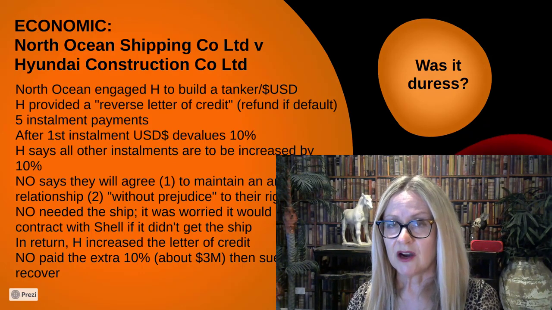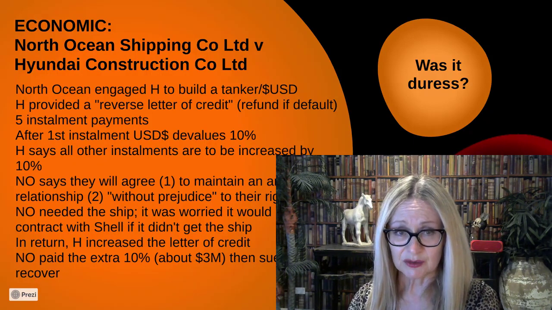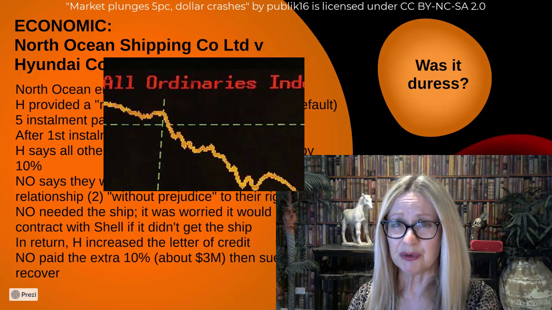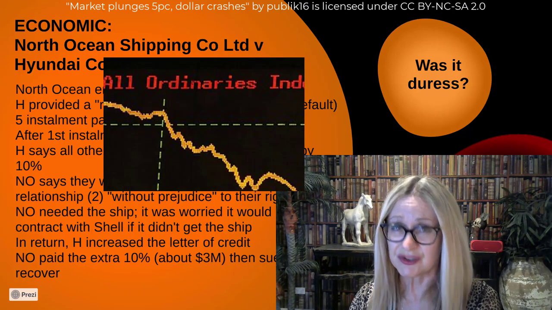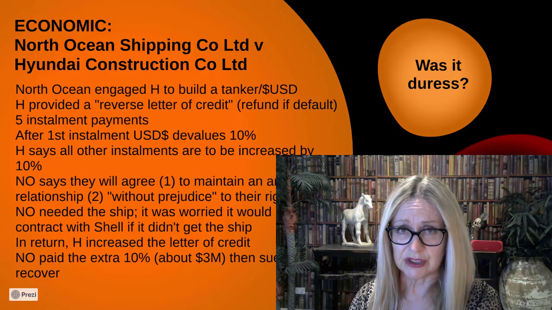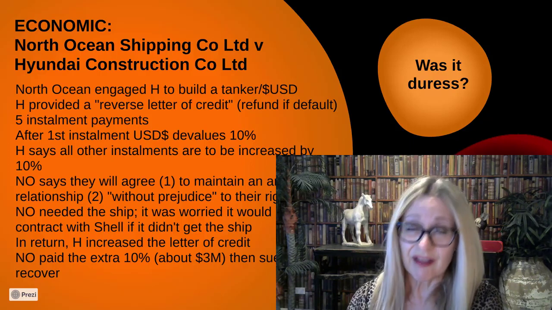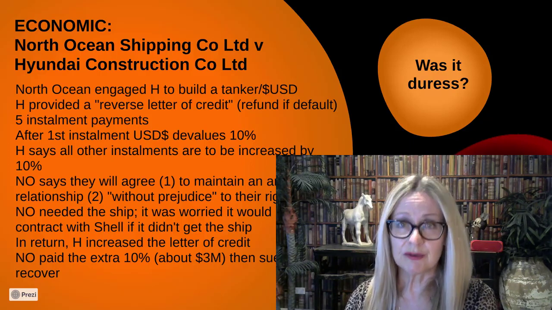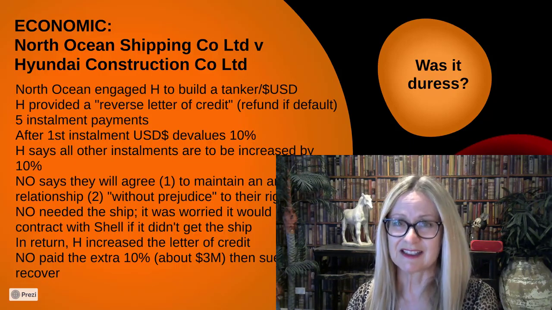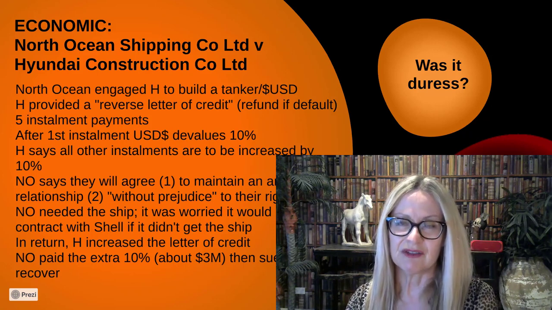Payments were to be made in 5 equal instalments. And unfortunately, after the first instalment, the US dollar devalued by around 10%. Now, this was rather disastrous for Hyundai. It meant that it would have lost around $3 million on the deal. Hyundai weren't going to take that lying down at all. And so they turned around and said to North Ocean, okay, you've paid us the first instalment, thanks very much, but from now on, all of the rest of the instalments are going to be increased by 10%. So they were effectively passing on the impact of the devaluation of the US dollar.